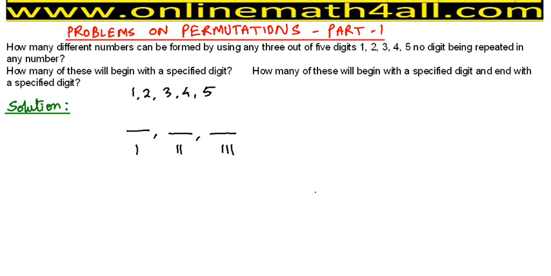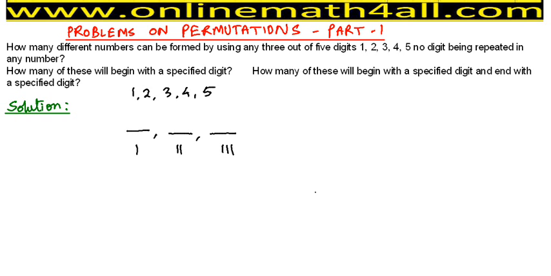First, let us consider the first part of the question. So that is how many different numbers can be formed by using any 3 out of the 5 digits 1, 2, 3, 4, 5, no digit being repeated in any number. So it's very clear we are going to form a 3-digit number because we are going to use the 3 out of the given 5 digits. Since we are going to use only 3 digits, it's very clear we are going to form a 3-digit number. But we have 5 options, that is we can use 1, 2, 3, 4, 5, to form a 3-digit number.